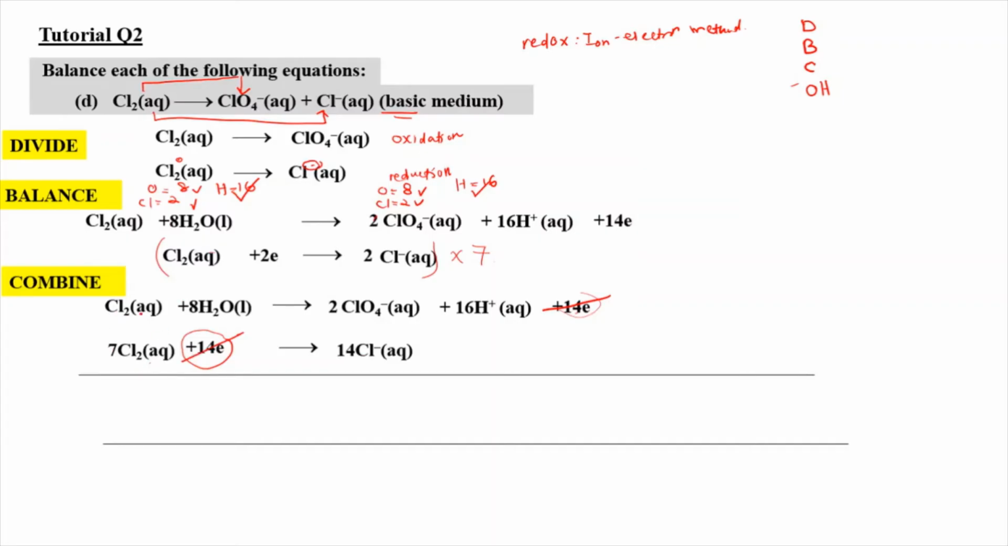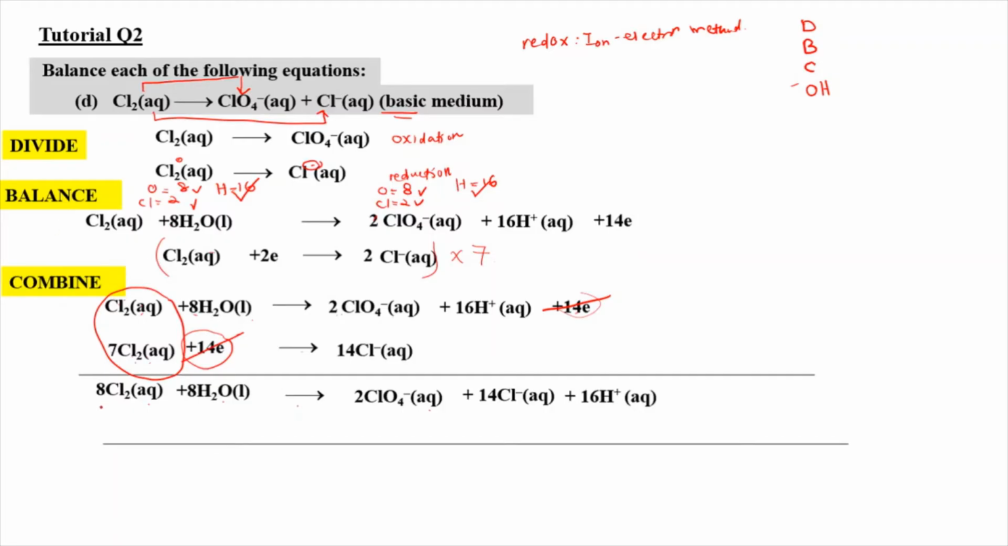So Cl2 aqueous plus 7Cl2 aqueous is going to be 8Cl2 aqueous, because these can combine together because of the same formula. And then 8H2O here is just copied back, the arrow copied back. And then we're going to have 2ClO4 minus aqueous plus 14Cl minus aqueous plus 16H plus aqueous. Okay, so you have basically settled the balancing of Cl and H.